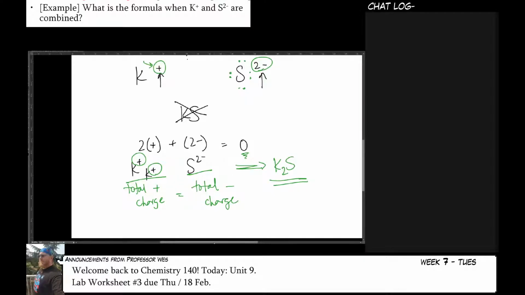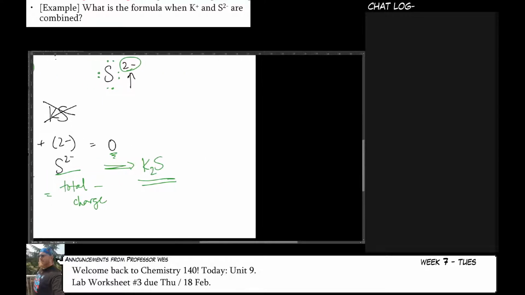So if I were to instead do something like this and this, and I were to put these two together, they wouldn't balance out. If I were to put 2 of these together with 2 of these, they still wouldn't balance out. How would this work? Well, we would need to make sure that everything adds up to the same number. So here's 6 plus, and there's 6 minus. So these would work, and I'd get that as my compound.